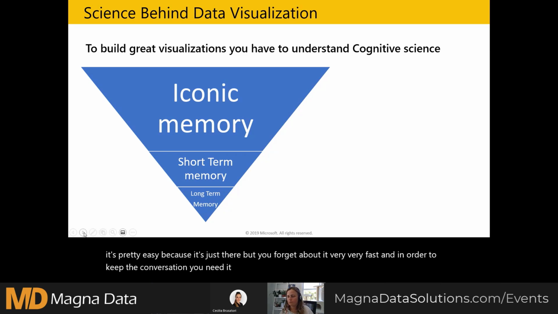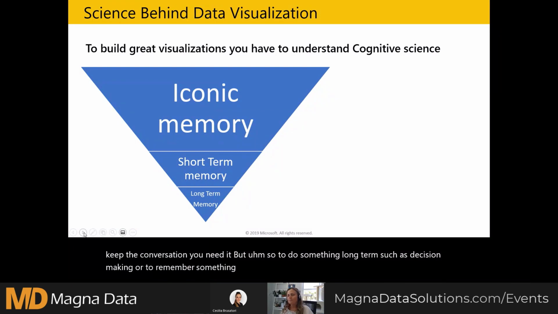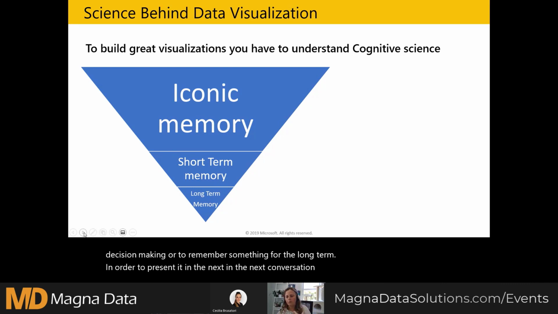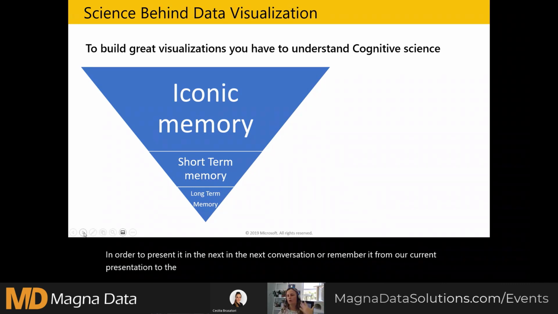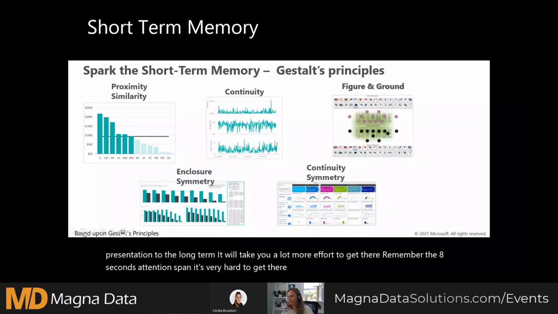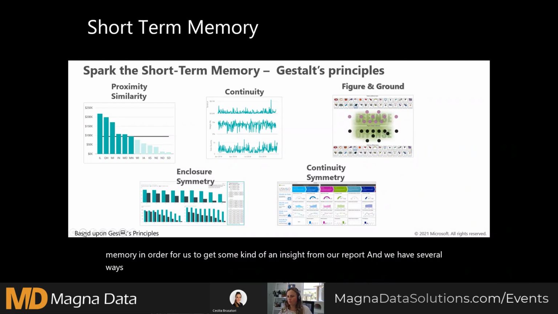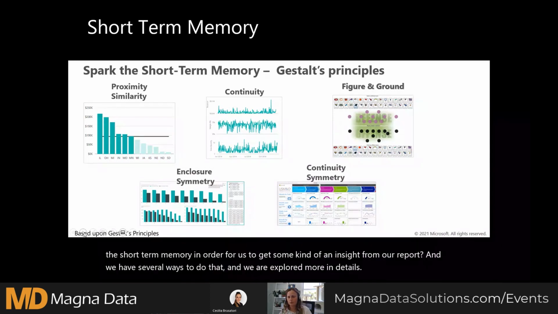In order to keep the conversation, you need it. But to do something long term, such as decision making, or to remember something for the long term, in order to present it in the next conversation, or remember it from our current presentation, it will take you a lot more effort to get there. Remember, with the 8 seconds attention span, it's very hard to get there. So how are we sparking the short-term memory in order for us to get some kind of an insight from our report? We have several ways to do that, and we explore them more in detail both today and in the advanced data visualization.